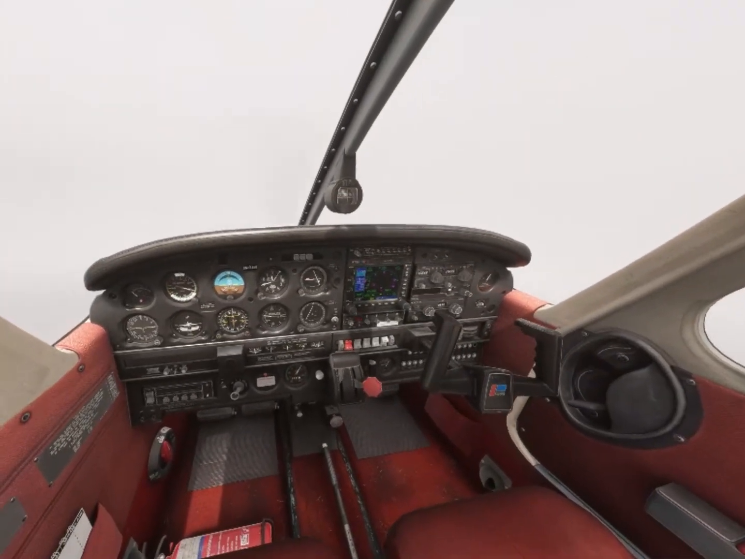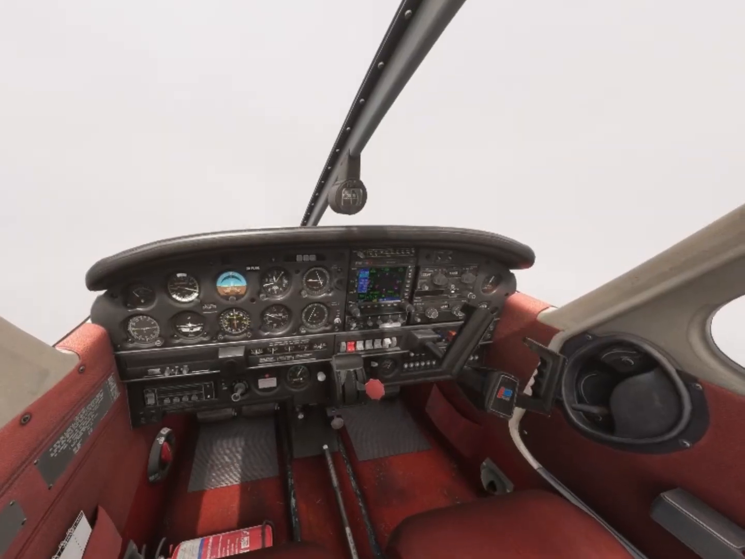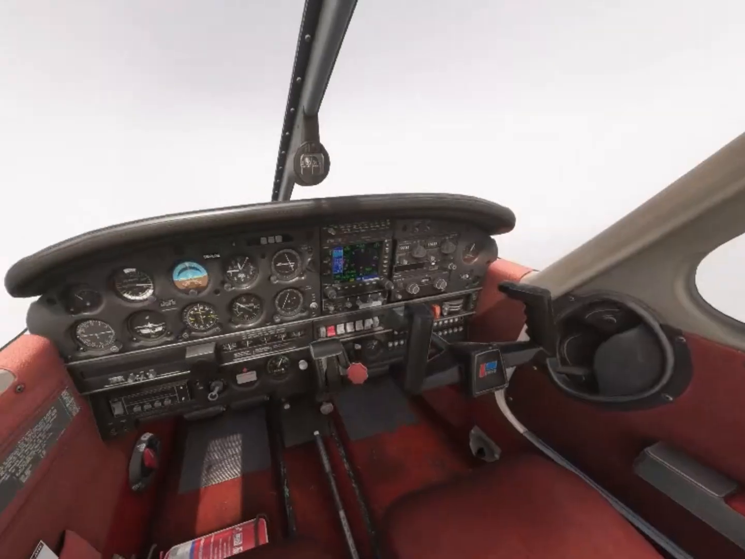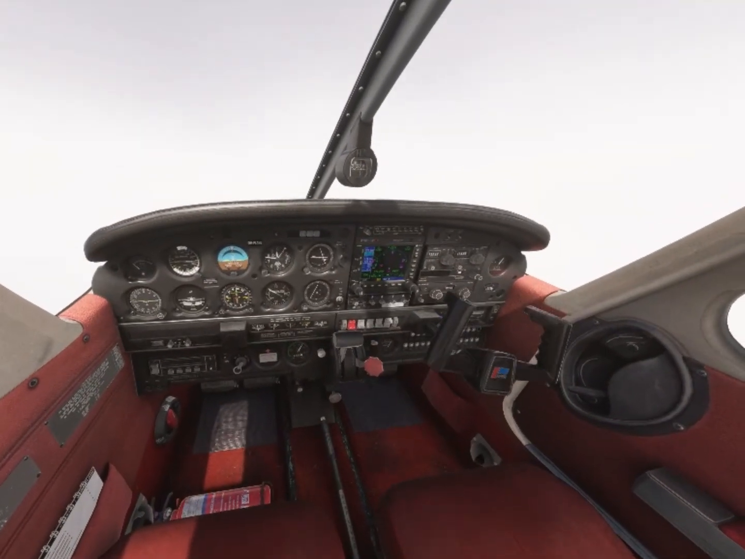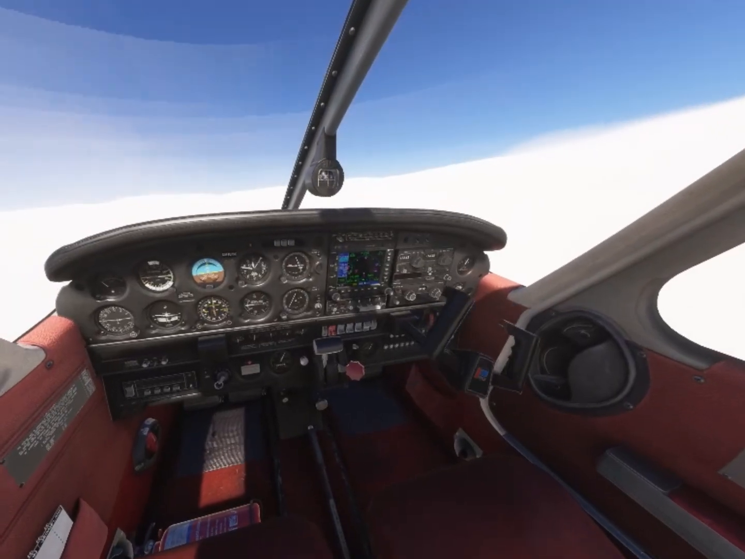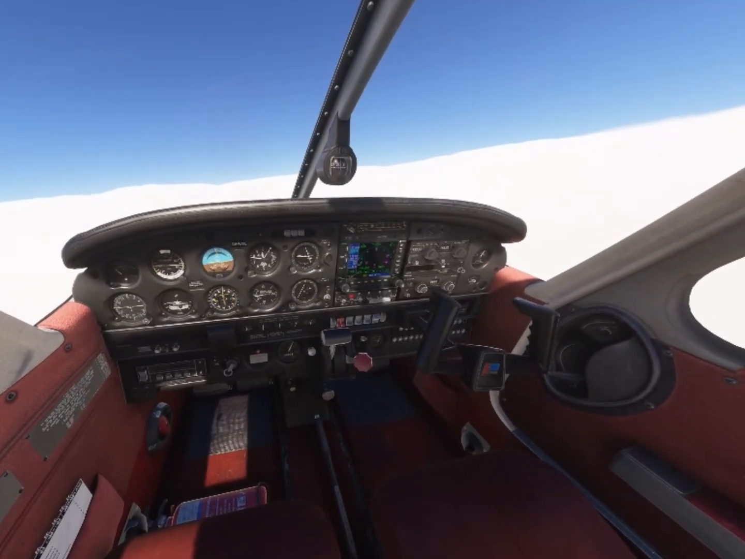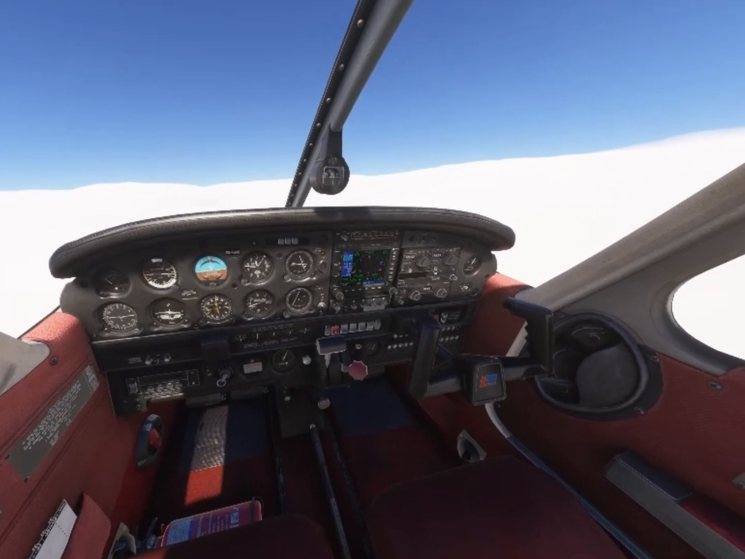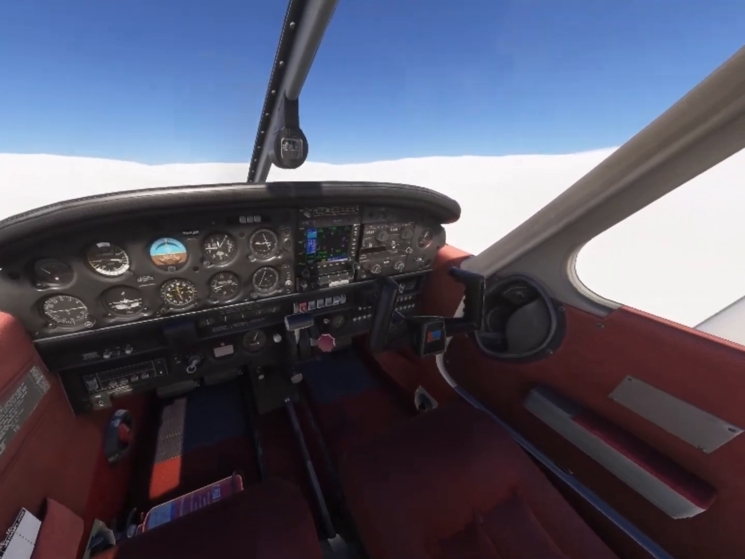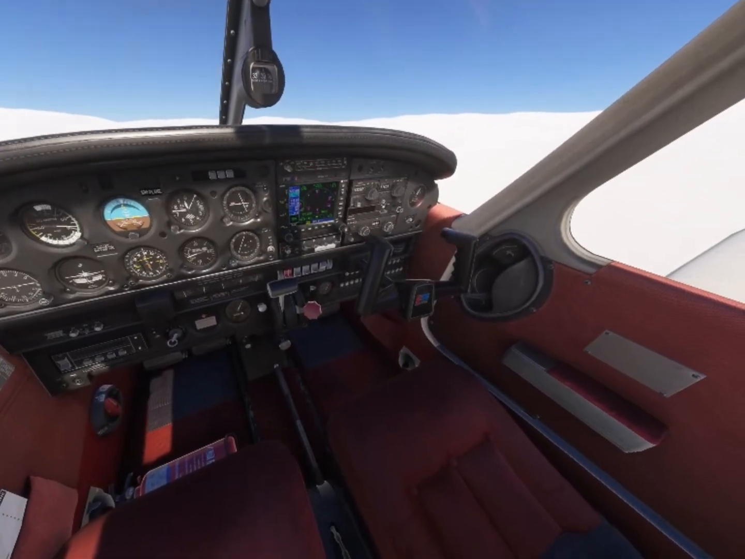Final approach course in 7 degrees clockwise. DME 14.1, which is closer to what it's supposed to be. Altitude 200 feet low. Altitude 9,800 and 10,000. Little throttle.